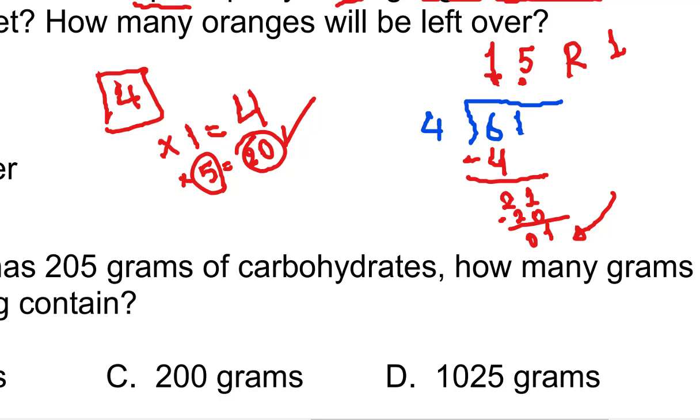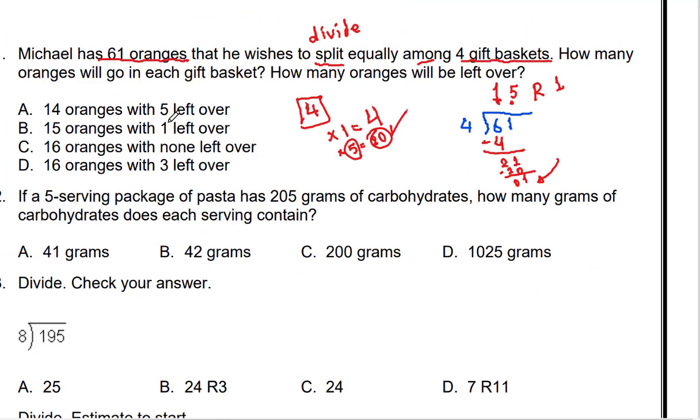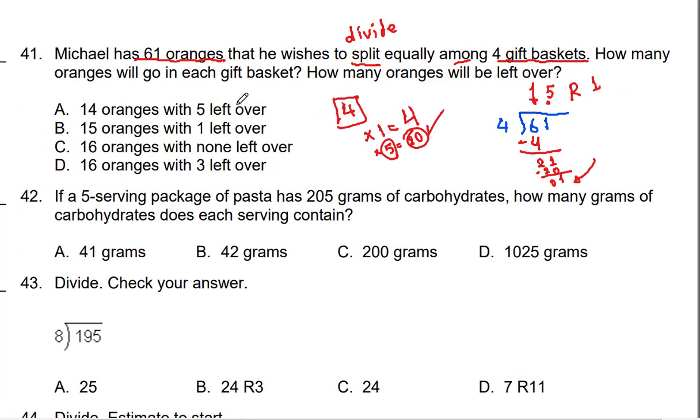Okay, so now use this and tell me which one is the correct answer. B. You said B or D? B. Okay, thank you, my hero. I knew the answer because I just counted by 15: 15, 30, 45, then 60, and one left over.